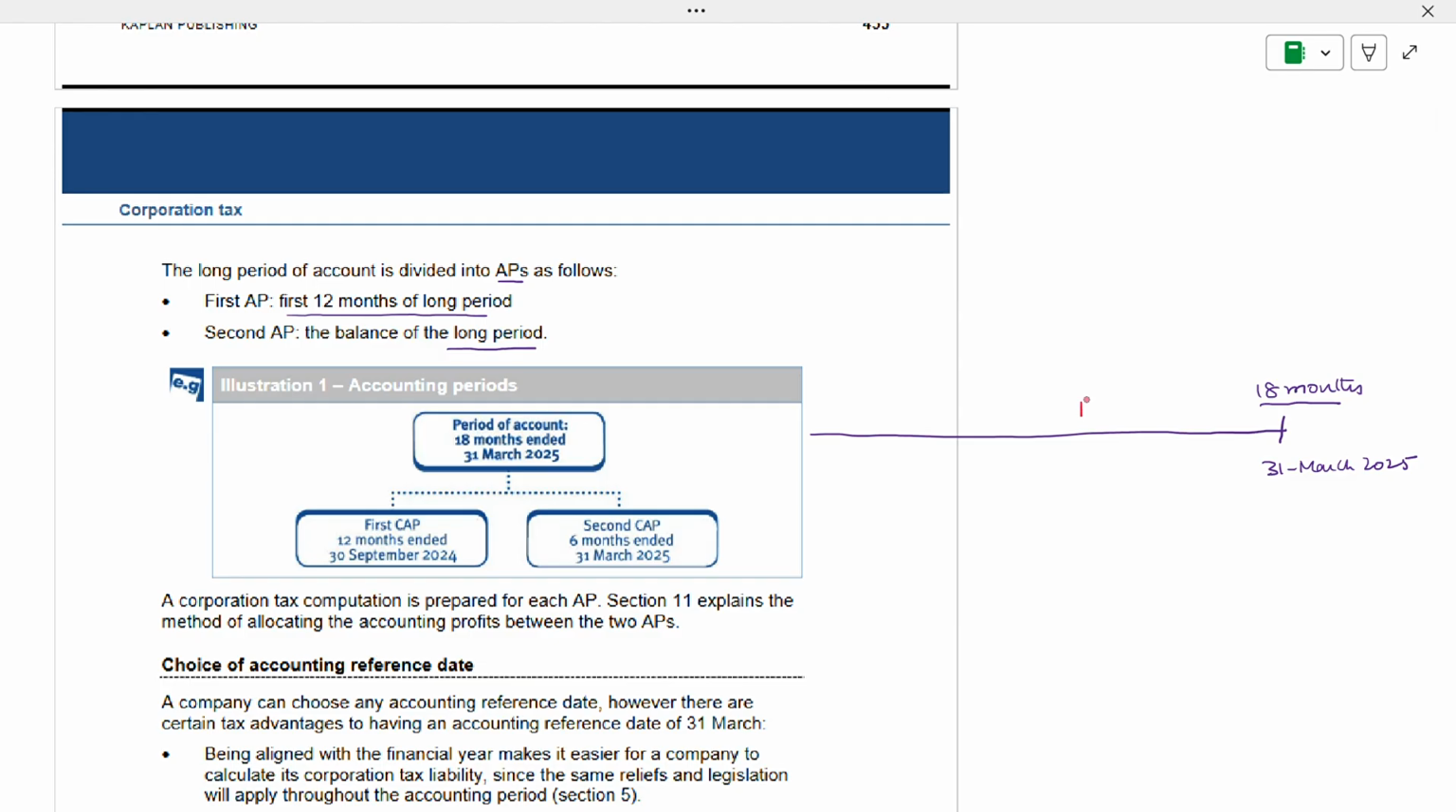Okay, now they say 18 months. When they say 18 months, they are talking about the first 12 months, and they are talking about the next 6 months. But what is happening is they are closing by 31st March. Assume, think about it, if it is 14 months ending 31st March, what will happen? Tell me.